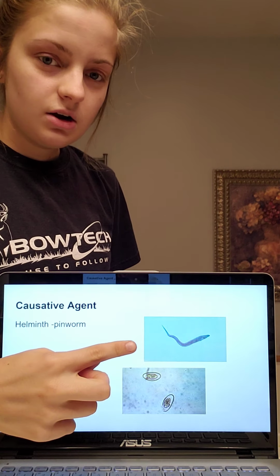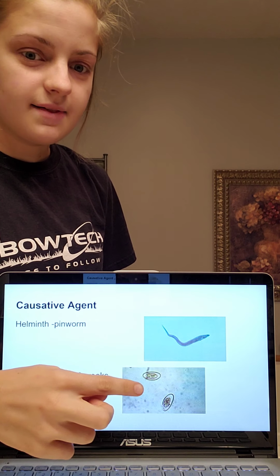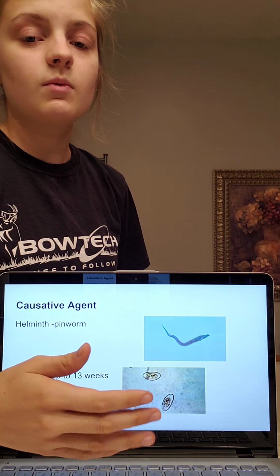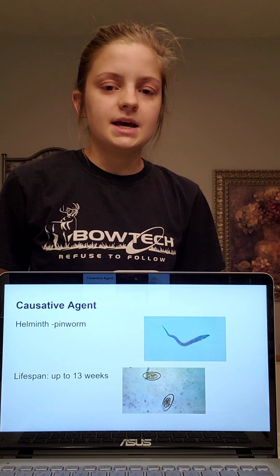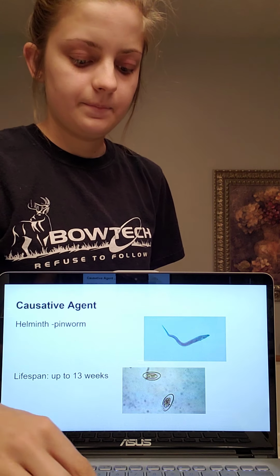And as you can see, here is a picture of the actual worm. And then here would be what the doctors look at to see if you have the worms, by the tape test that I'm going to be discussing later.